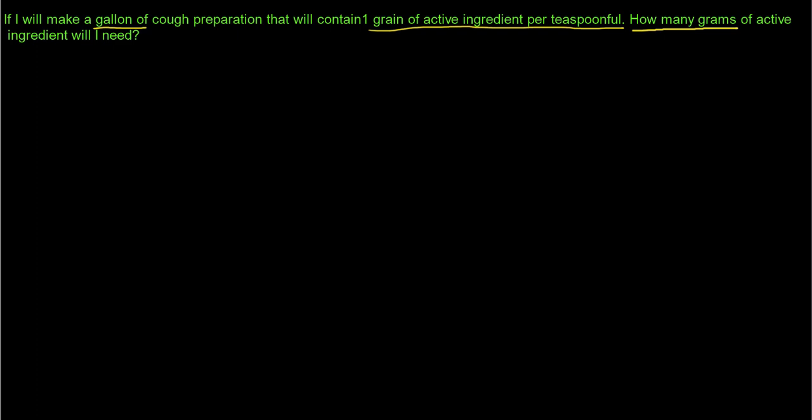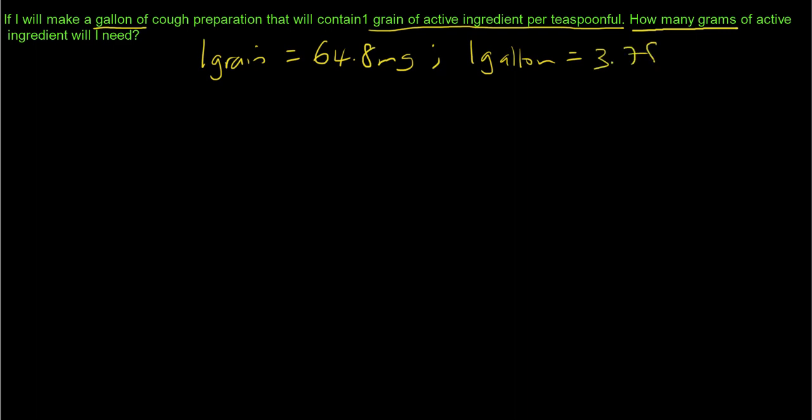Okay. So to do this problem, we could solve it in one straight shot using dimensional analysis. But there are a few things we want to be sure about from the beginning. You should know the conversion for a grain and also the conversion for gallon. So I'm going to put that up there. We know that 1 grain is actually 64.8 milligrams. Okay. And then 1 gallon is actually 3.78 liters.